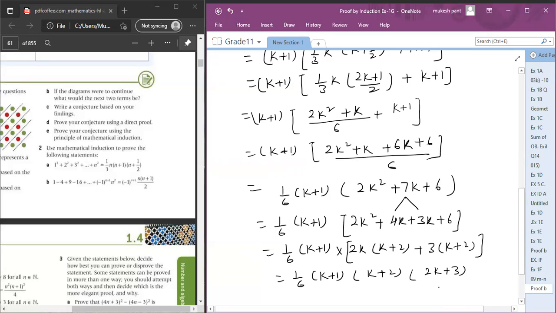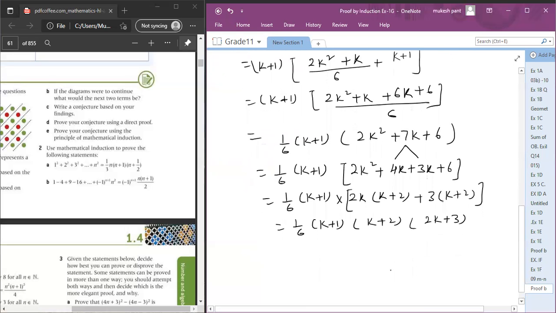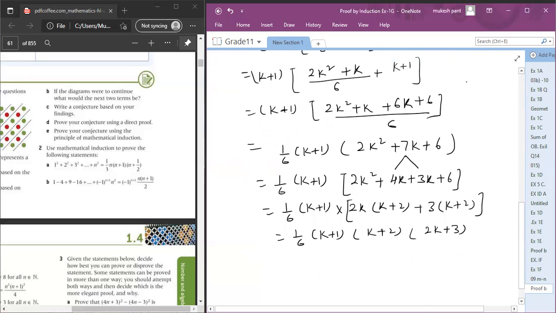Understanding this one? Now actually we have to bring the answer in the form of 1 over 3. Wait, can you explain that part? How did you get (2k squared plus k) over 6? The top part, above that? Okay.